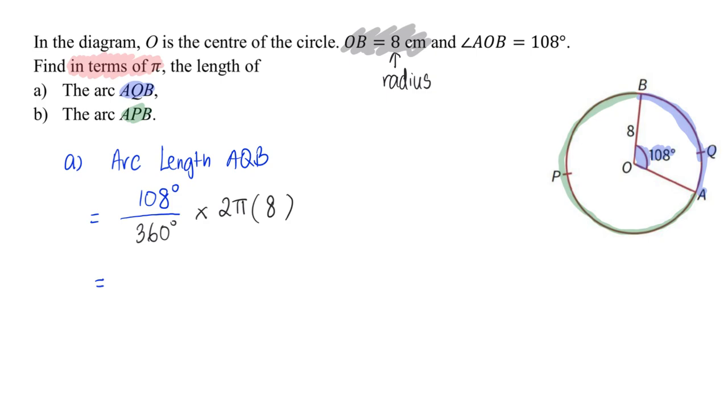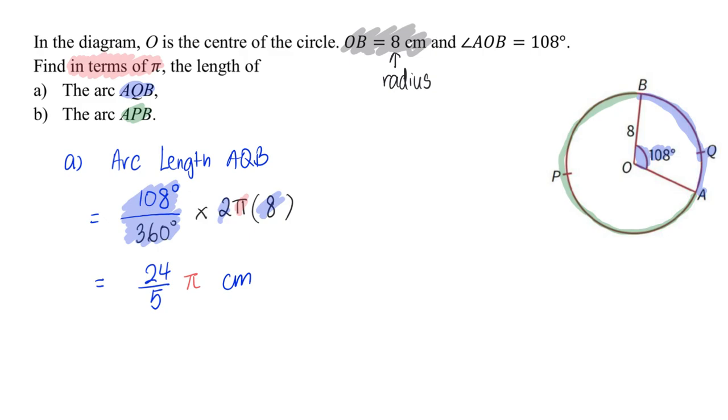After I use the calculator to calculate 108 over 360 times 2 times 8, this will give me 24 over 5. Do take note, they want us to leave it in terms of pi. And this will be in cm.